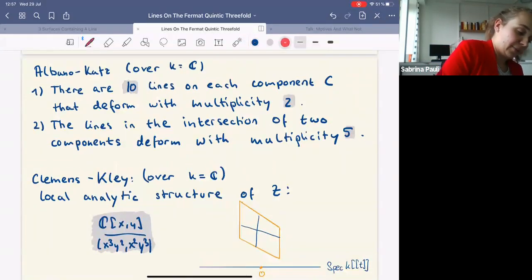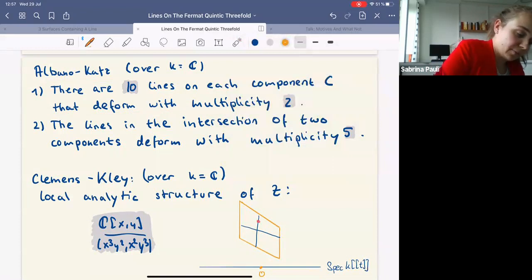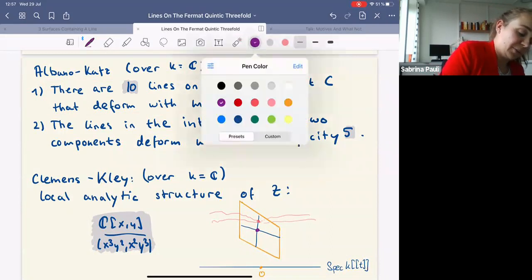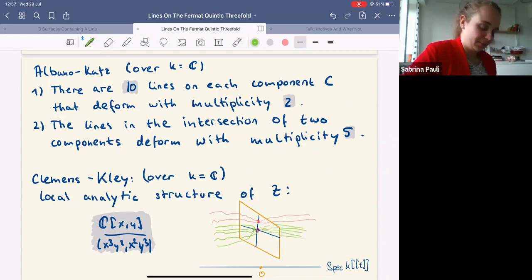And let's take one of the points, one of those here, which deform with multiplicity 2. By this I mean, if this one deforms, then there are 2 points that go into here. And at the intersection, that would be here, this deforms with multiplicity 5. So there are 5 points in the deformation approaching this. Like this. So this is the picture.